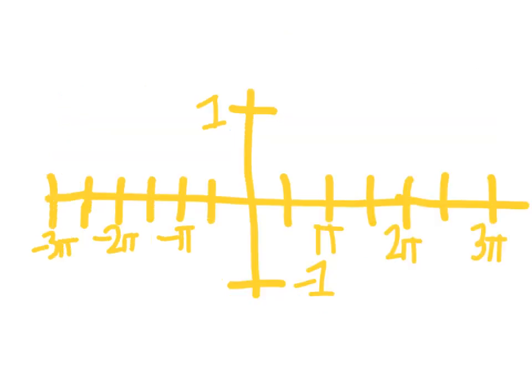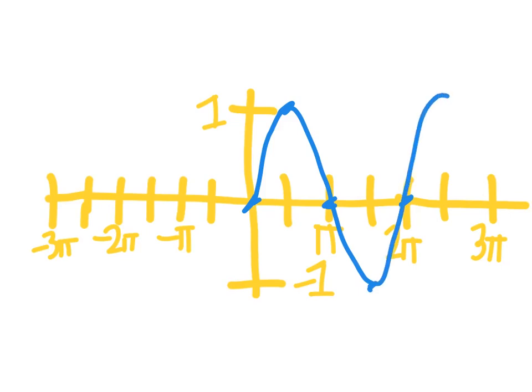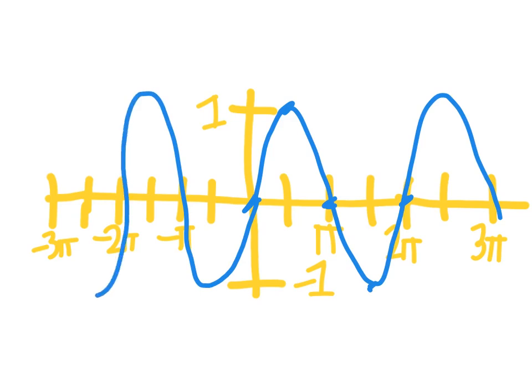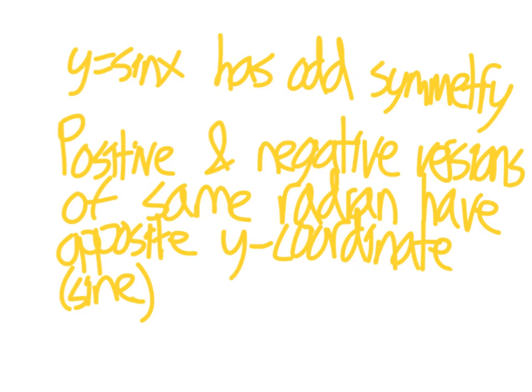Now we can graph those points of 0, 0, pi over 2, 1, pi, 0, then 3 pi over 2, negative 1, and 2 pi, 0. And just like with cosine, the pattern repeats both in the positive direction and the negative direction. So you can graph it. There we go.